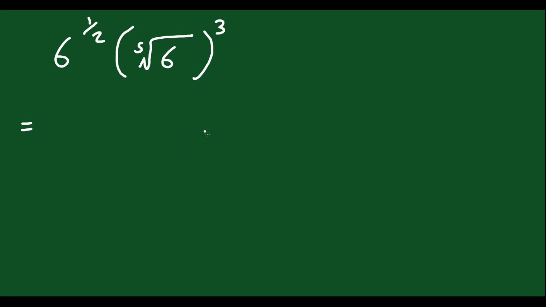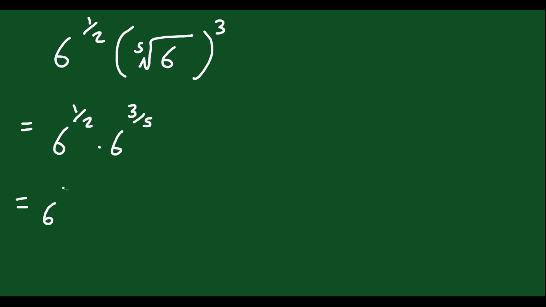How do we evaluate this? Well, 6 to the 1/2 is just 6 to the 1/2. And this term here, I kind of want to rewrite so that it's just 6 to the exponent of something. So you have the 5th root, and it's raised to the exponent 3. That's just going to be 3 over 5. Okay? Meaning we can just add those exponents together, right?